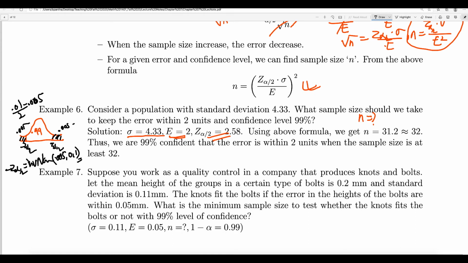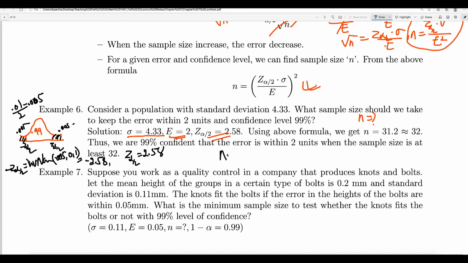If you do that, you will get negative 2.58. So basically the G alpha half value will be 2.58. That's how we got that. Okay, now you use the formula there.